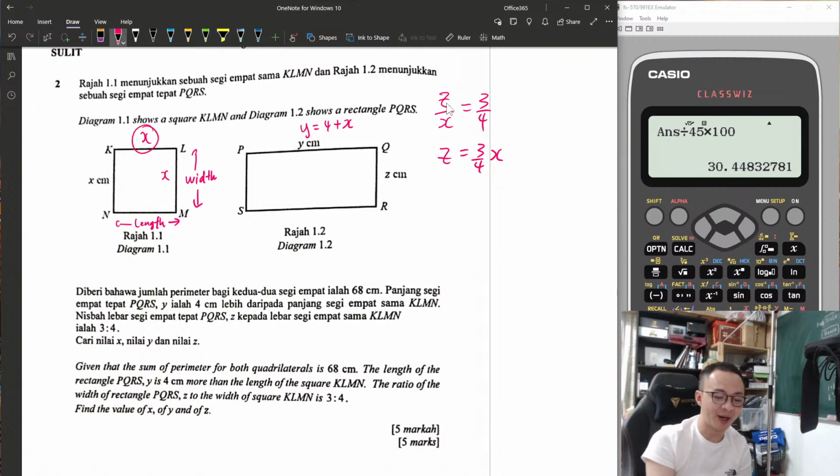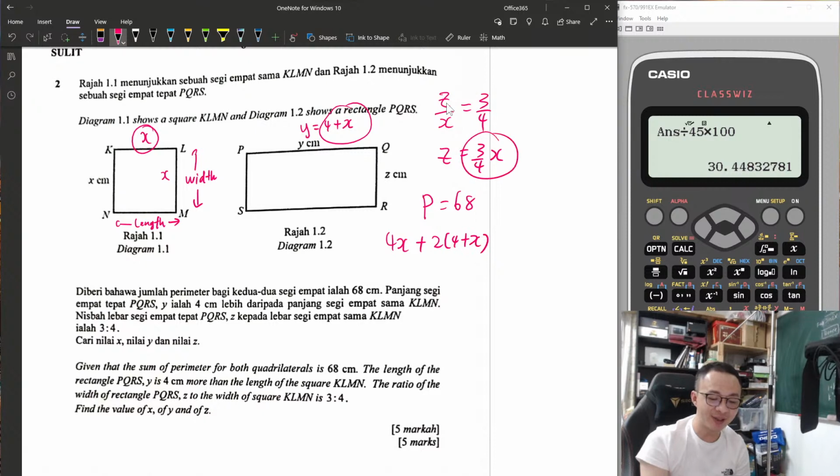This is x, so the perimeter for this one is 4 of them, right? The total perimeter is 68 for both diagrams. So this is 4x plus, I have double of this one, isn't it? 2 times (4 plus x)... and then double of this one: plus 2 times 3 over 4 x equals 68. This one is for the rectangle, this one for the square. You should at least know about this. Then just solve this. I'm so lazy. 4x, 2x are okay. Don't be lazy, just write everything.